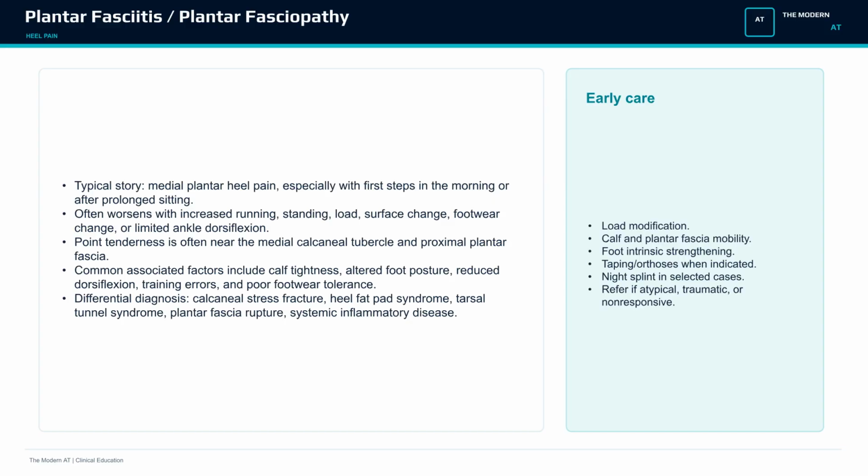Early management should focus on load modification, not just rest. Options may include calf and plantar fascia mobility, intrinsic strengthening, taping, orthoses, and footwear adjustments. Refer if the case is traumatic, atypical, severe, neurologic, or not responding as expected.